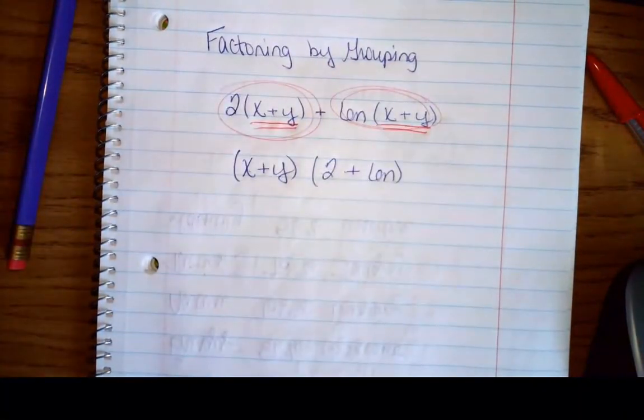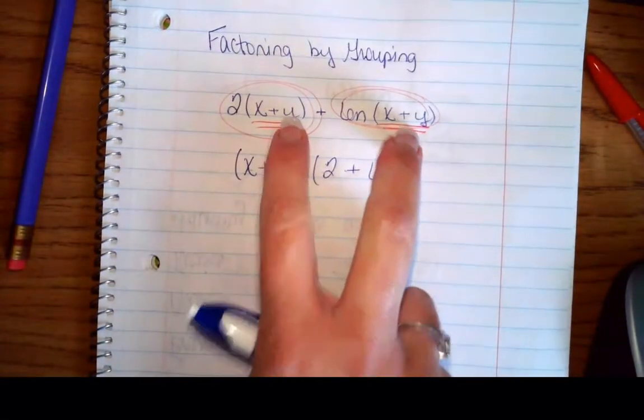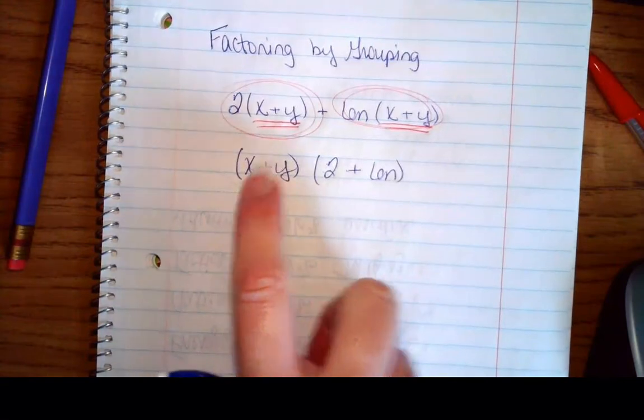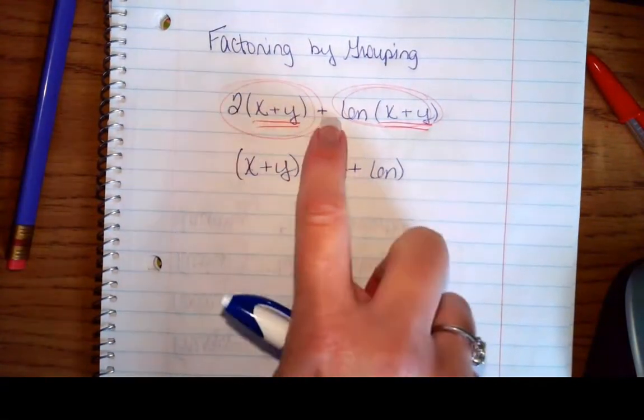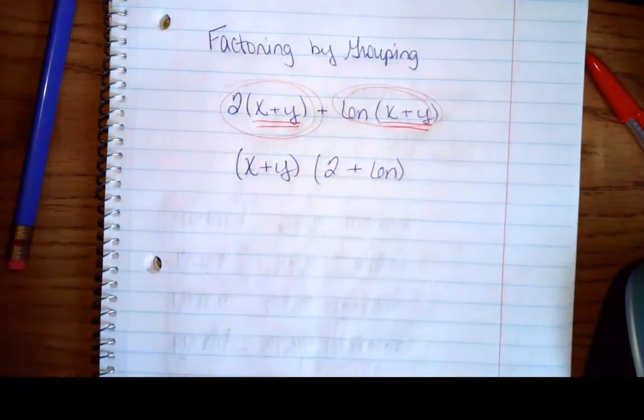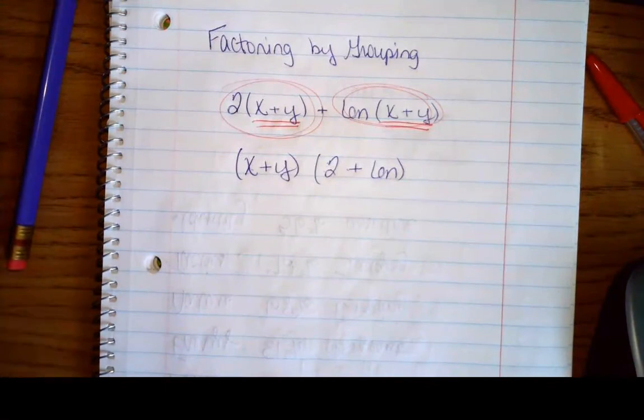Okay, so what I'm going to ask you from here on out is tell me what is in parentheses, so that's x plus y, and then tell me what's not in parentheses. So what's not in parentheses is the 2 plus 6n. And that's just going to be a little bit easier for us to process. So let's try it again.